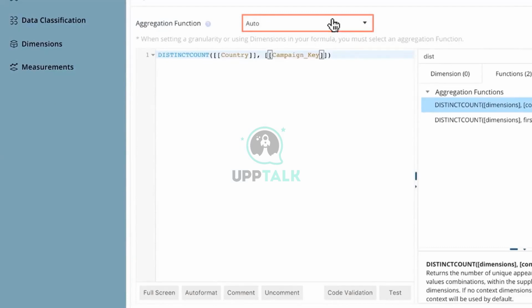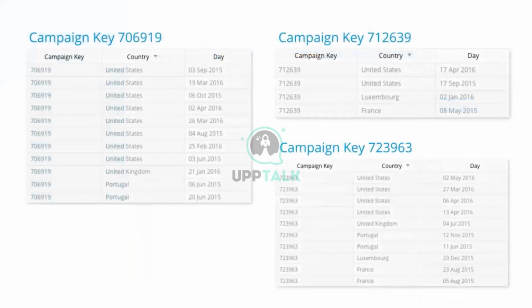aggregation function. That's what I was talking of earlier. Aggregation function is set to auto, and it will be auto by default. Whenever we have a calculation, we need to go and check our aggregation function, and fix it accordingly. Whenever we have recognized what kind of aggregation we need to put in, such as count, sum, or average, we need to see the calculation. If we had a situation whereby we have campaign key and country, after we have created our measurement, we need to apply that.